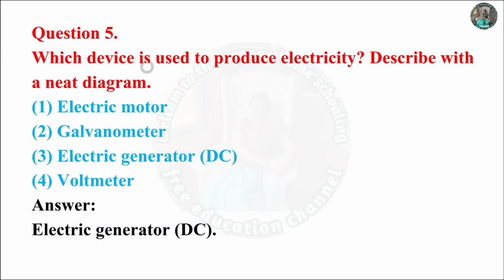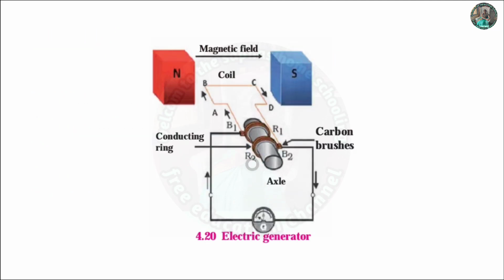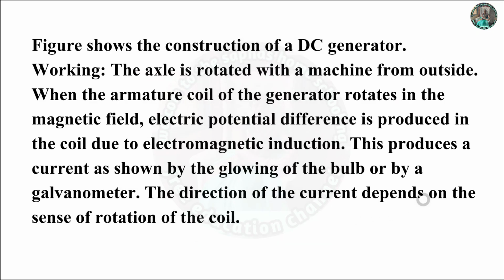Question 5. Which device is used to produce electricity? Describe with a neat diagram. Electric motor, galvanometer, electric generator and voltmeter. The answer is electric generator. And this is the diagram of the electric generator. Dear students, please draw this diagram neatly.